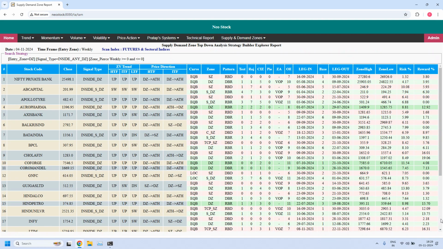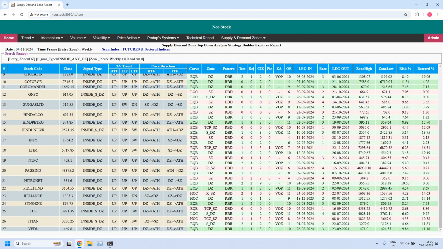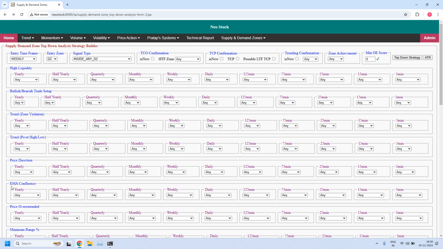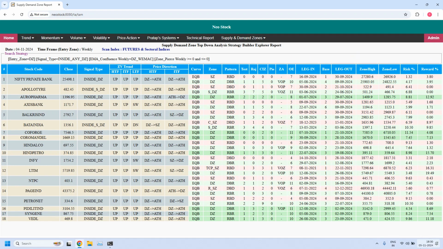So we got good number of stocks. Let me scroll the list down. So 27 stocks are. These 27 stocks are currently prices closed inside this weekly demand zone. If they are having weekly EMA Confluence, there could be much high probability setup zones. So I am going back in the EMA Confluence, weekly time frame, weekly demand zones are having a weekly EMA Confluence. I set the filter. Now we got 18 stocks.